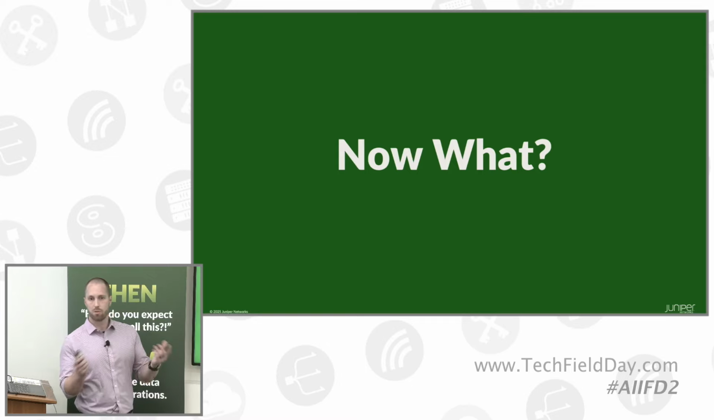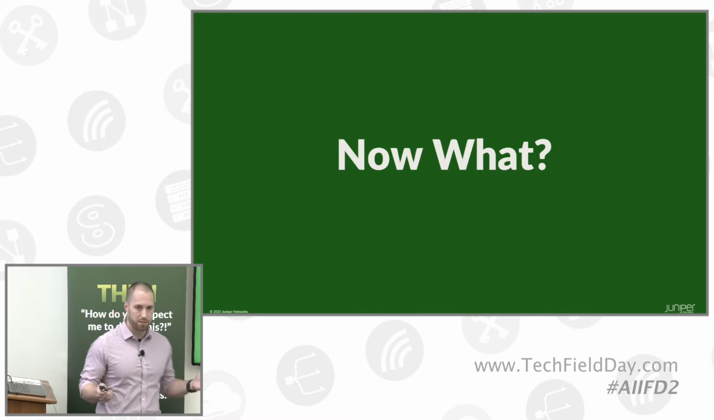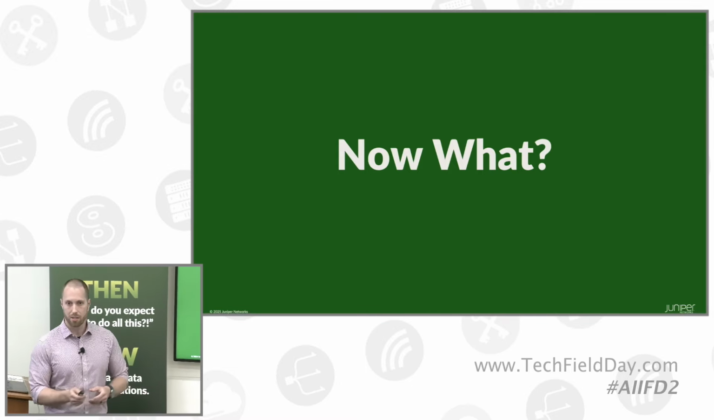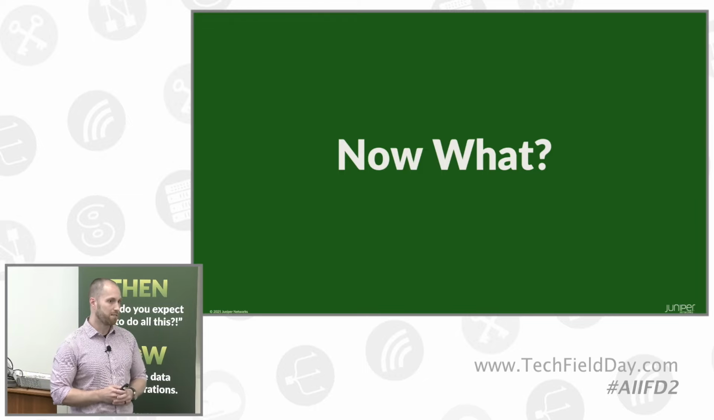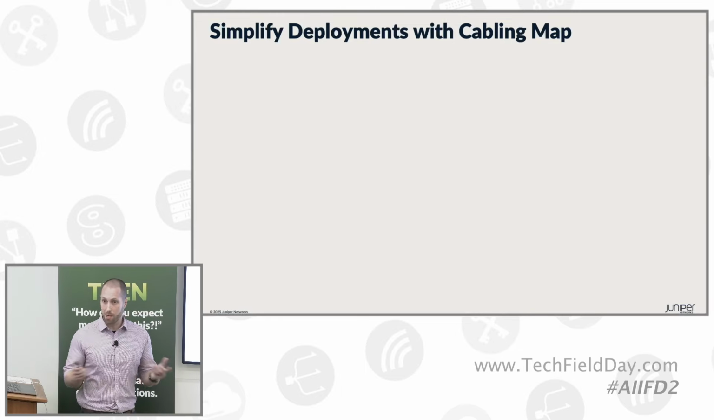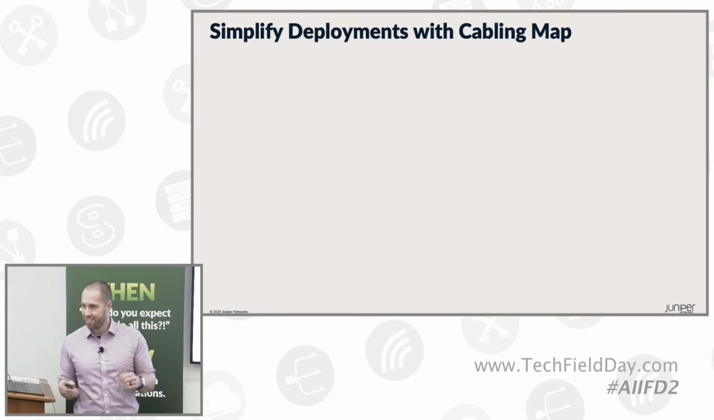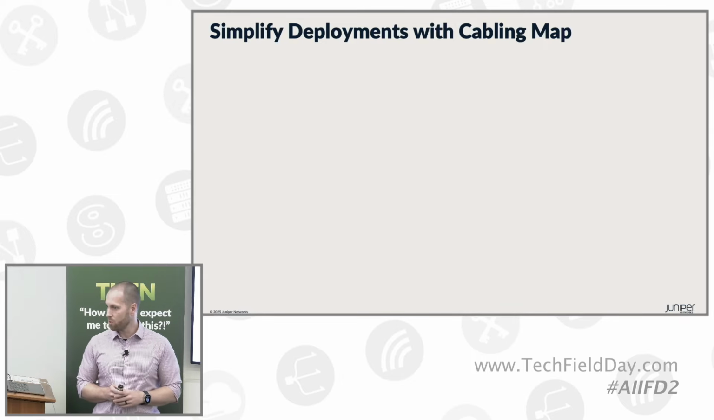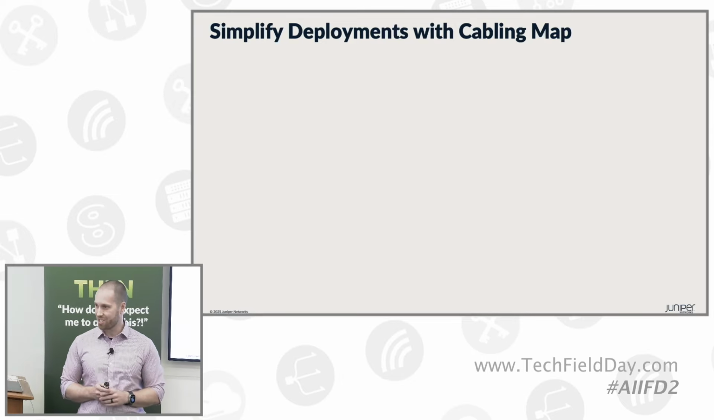But then what do you need to do next? Now what? Like, that's great, you built me a template. You picked the devices I need, that's great. But what's next? Well, the next thing you're probably going to want to do is have a cabling map to know how to connect all these things. Because there's a lot of connections. When you're talking about a 4,000 GPU cluster, there's a lot of connections.